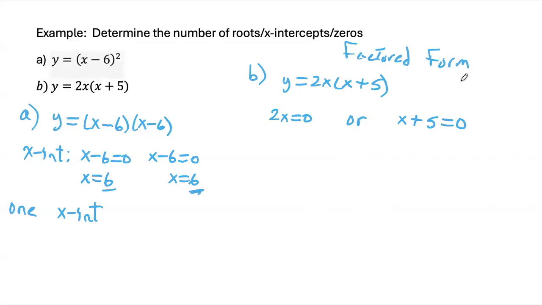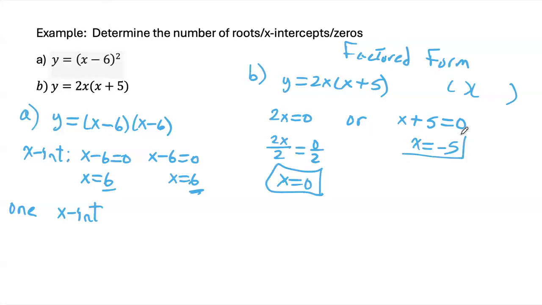And a factored form is when the two are multiplied together. 2x equals 0. I can divide both sides by 2. X is equal to 0. X plus 5 equals 0. I can move the 5 over. It becomes a negative 5. And there you see it. We have two roots, two x-intercepts, two zeros. That's how we do it in factored form.